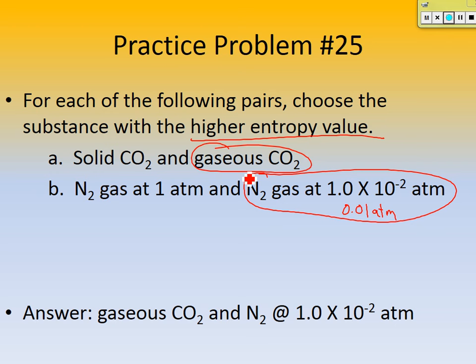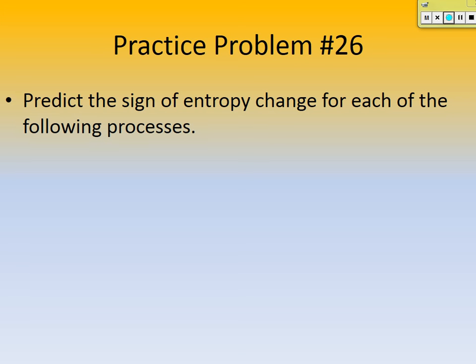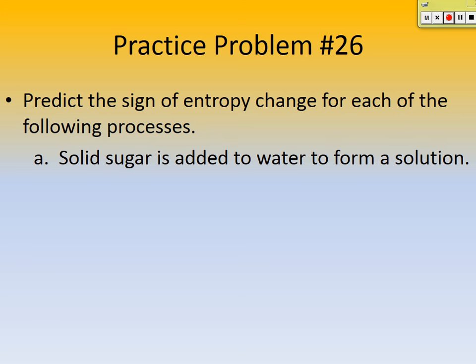Okay, did we get it right? Practice problem 26. Stay with me, guys. This one says, predict the sign of entropy change for each of the following processes. A. Now this one I want the sign of the entropy change. If S is positive, it's going to be more disordered. Okay, so think about that.